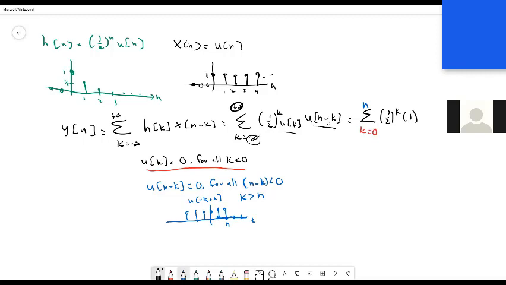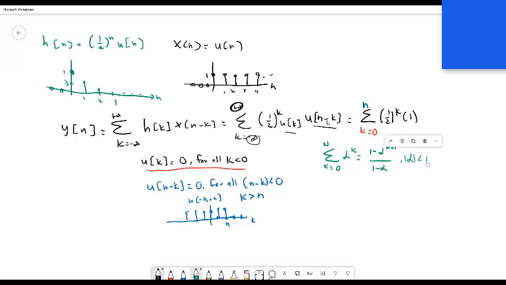And if you look that up in a math textbook, you might find a formula like this: a sum from k equals 0 to capital N of some alpha to the k. It's going to be (1 minus alpha to the capital N plus 1) over (1 minus alpha), as long as alpha is not equal to 1.